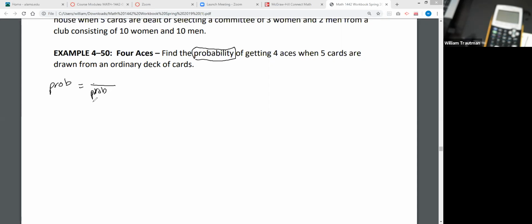And don't forget, to calculate probability, we're looking for the possible ways of an event divided by the total possibilities.